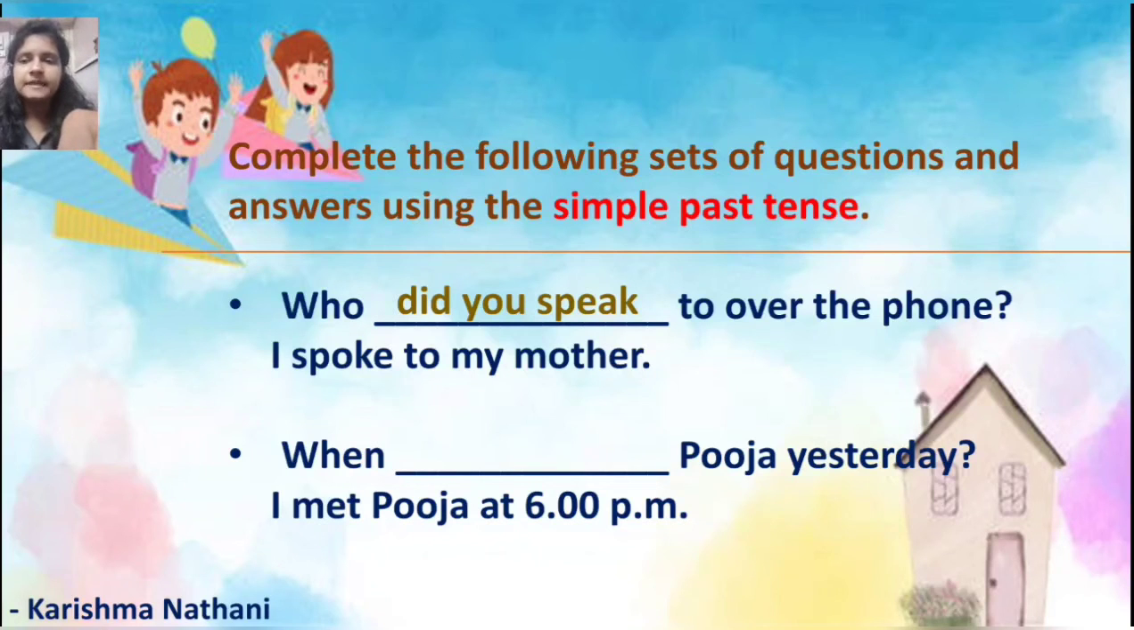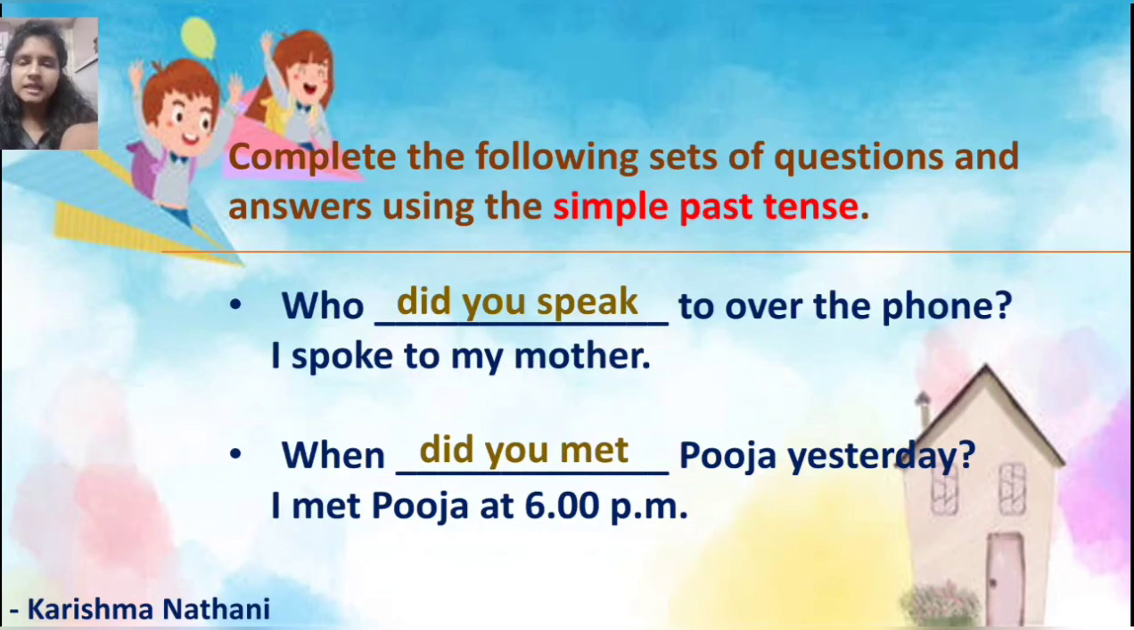Okay. Then same. When did you meet Pooja yesterday? I met Pooja at 6 p.m. So here again did, then you instead of I, and meet instead of met because we are using did. So we have to put the present form of the verb. When did you meet Pooja yesterday?